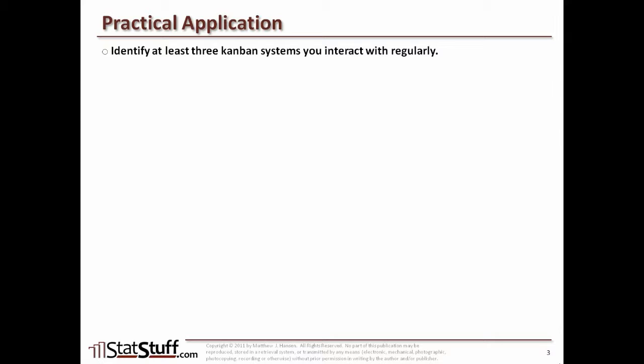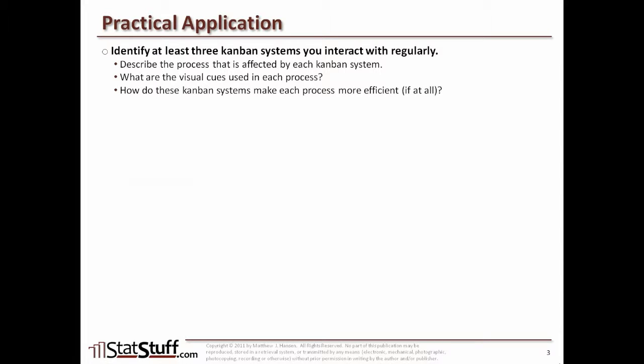All right, before we close this lesson, let's discuss how we can apply some of these concepts in a practical way. What I'd like you to do is look at different areas of your life and try to identify at least 3 different types of Kanban systems that you probably interact with on a regular basis. First of all, for each of those, try to describe what is the process that's being affected by the Kanban system, and what are the visual cues that are used within each of those processes, and how do those Kanban systems actually make each of the processes more efficient, if they make it efficient at all.